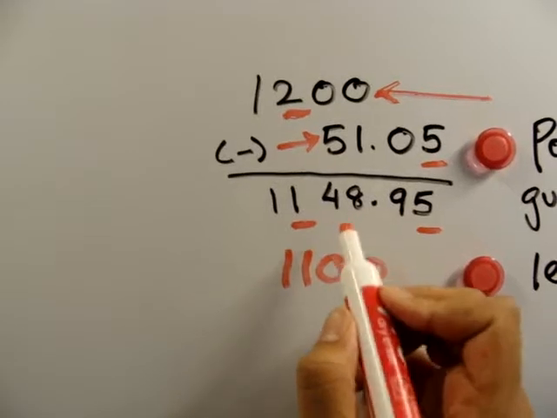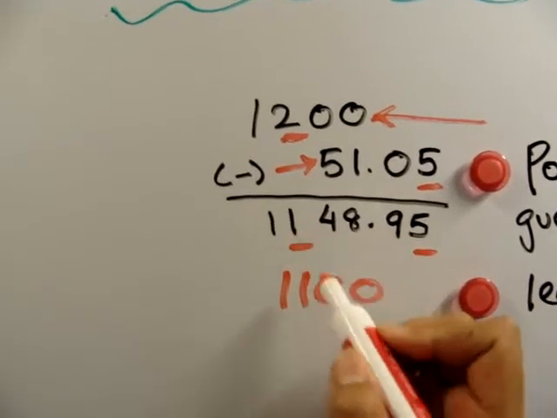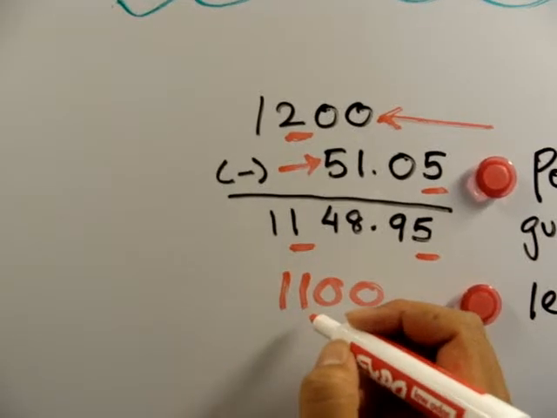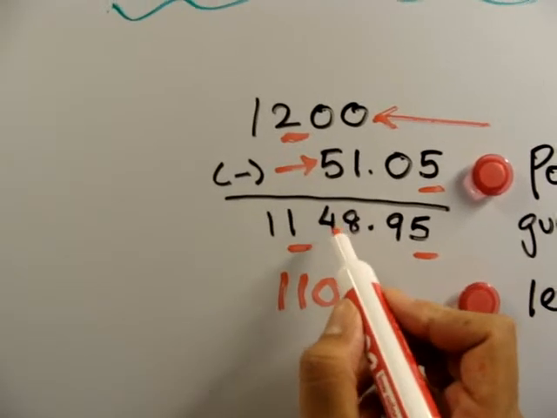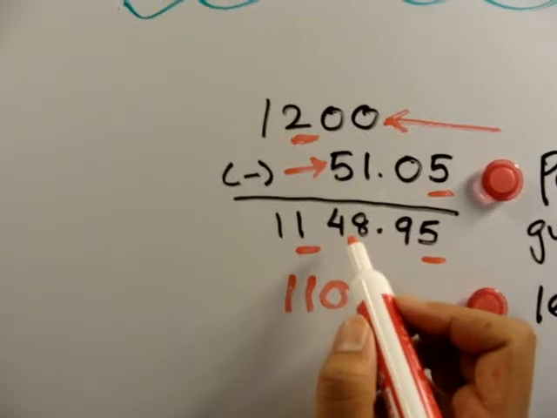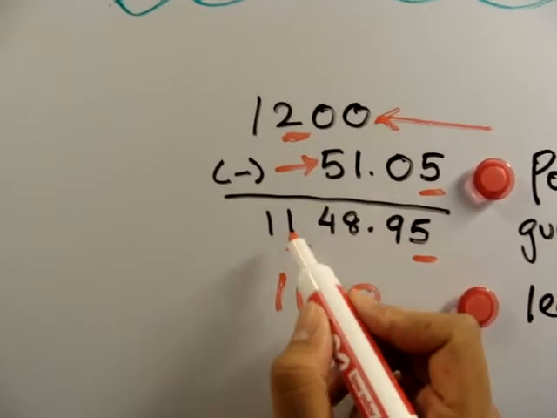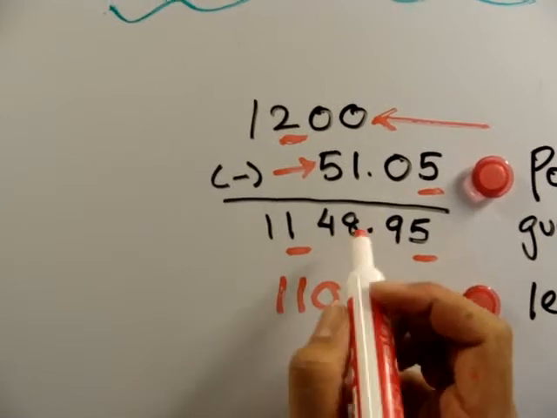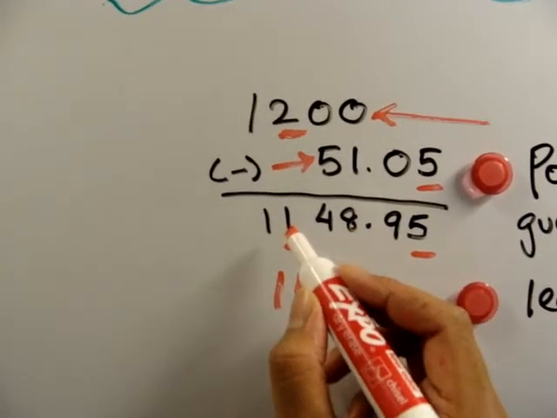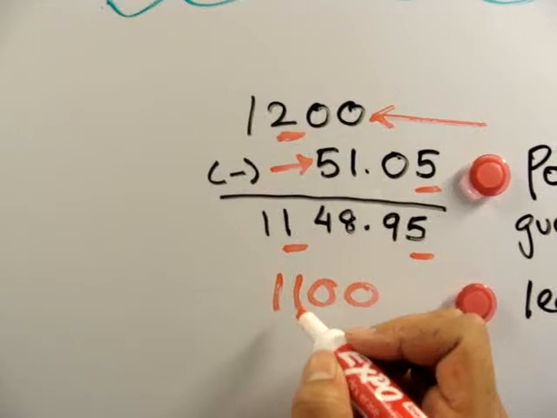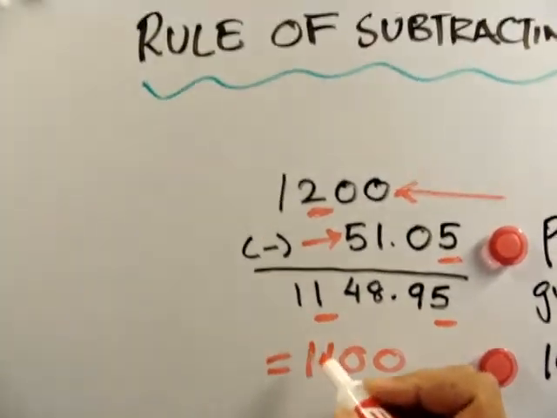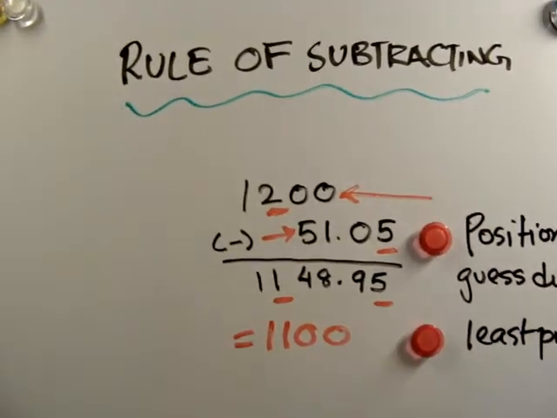How do I know that? Because since this is less precise, we are going to use this as the number of significant digits, and this number, the one after the guess digit, is below 5. As long as it is below 5, the same numbers are brought down. If this was 5 or above, we would apply the rule and add 1 to it, and this would become 1200. But since this is less than 5, the final answer is 1100. So that is our rule of subtracting.